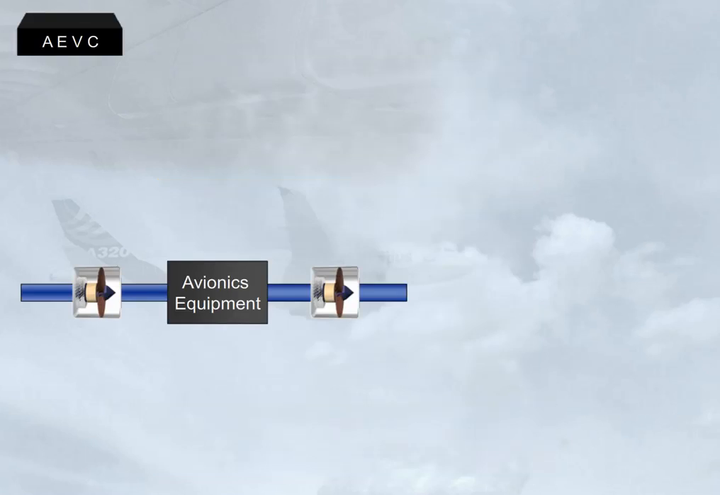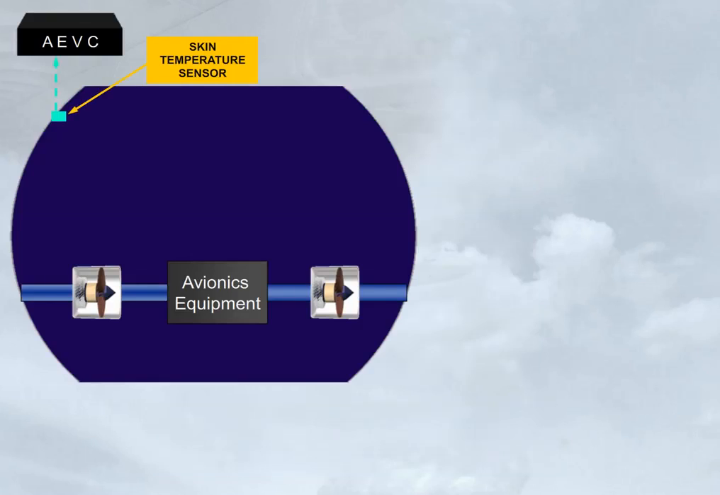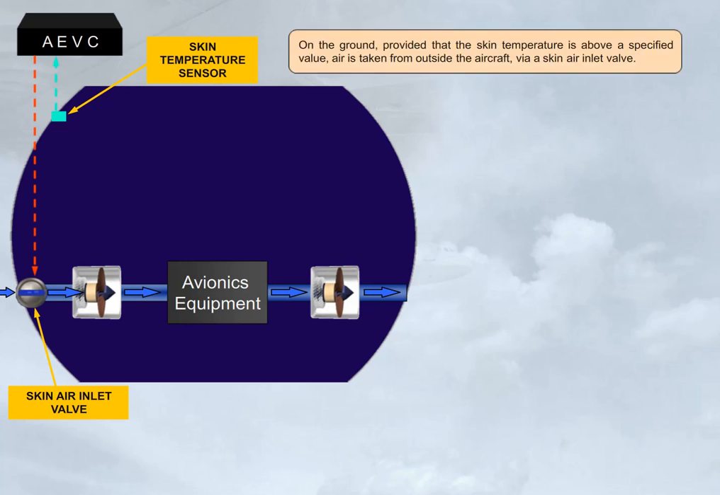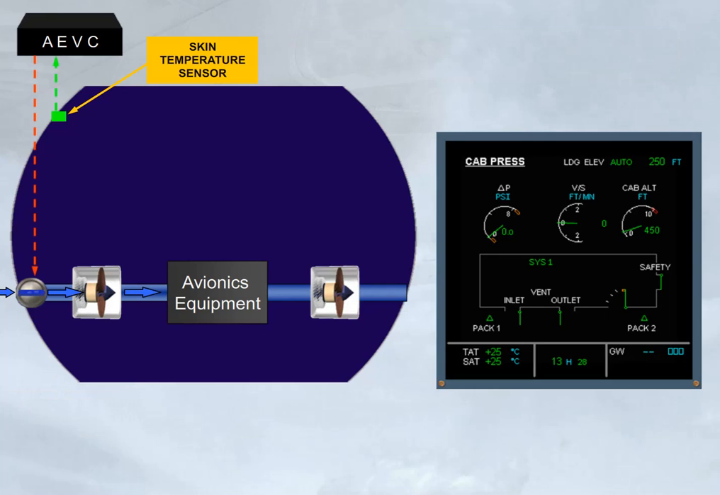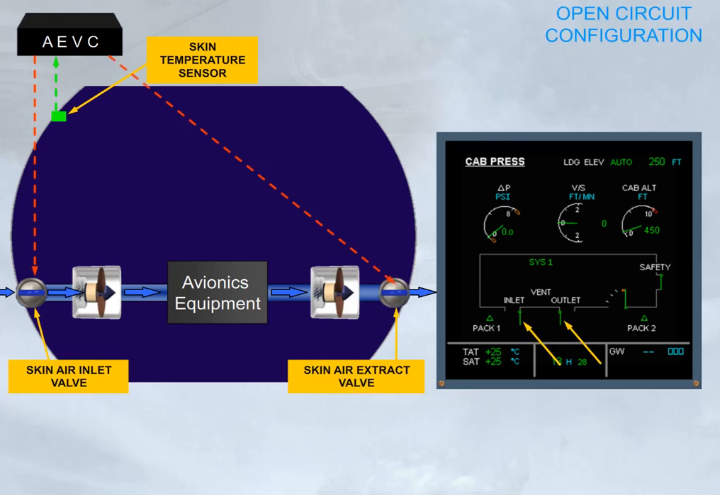On the ground, provided that the skin temperature is above a specified value, air is taken from outside the aircraft via a skin air inlet valve. The air is blown through the avionics equipment, extracted, and then discharged overboard via a skin air extract valve. As both valves are open, this is the open circuit configuration.